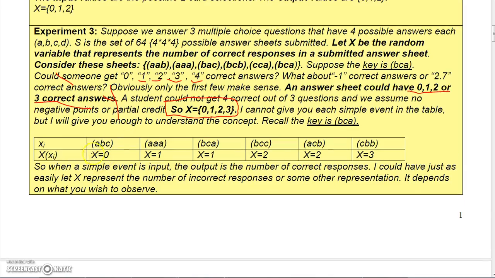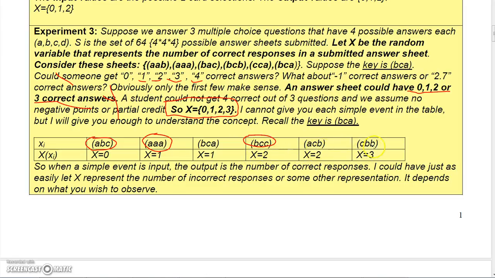Now, if you submit, for example, this set of answers, A, B, C, well, remember the key is BCA, so we missed all three. That would give you a random variable assignment of 0. If you answered AAA, you would get a random variable assignment of 1 because you got the last one correct. And for instance, if you answered BCC, then you got the first two correct, so X would equal 2.